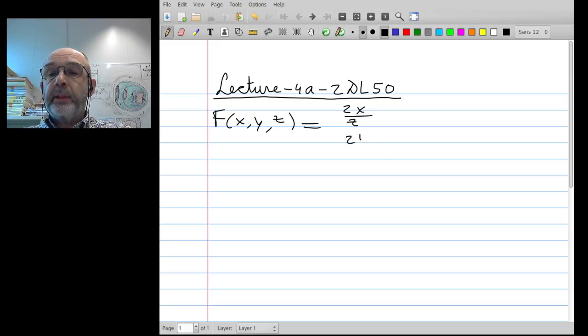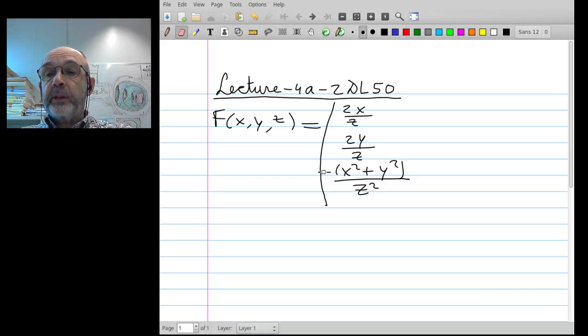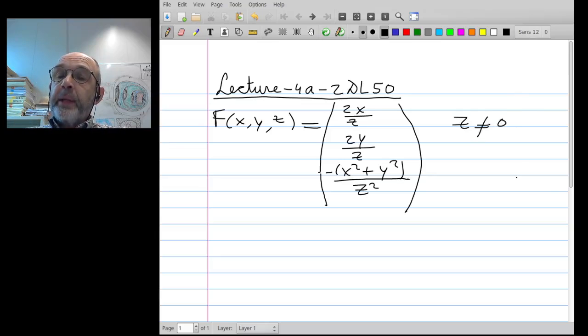That's the first component. Second component, 2y divided by z. And the last component, minus the sum of x squared plus y squared, divided by z squared. And I hope that you see that your z may not be equal to 0. So your z is not equal to 0, so you may not be in the xy plane.